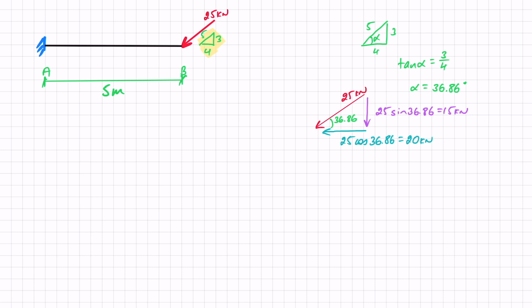And once I know all of that, I am just going to draw my free body diagram as my first stage. So I'm going to replace this force, that 25, with its components. It's going to make it easier for me to calculate. I'm going to put here 15 kilonewtons going down, and 20 kilonewtons here. And in terms of my support, I'm just going to replace that with AX, AY, and MA.